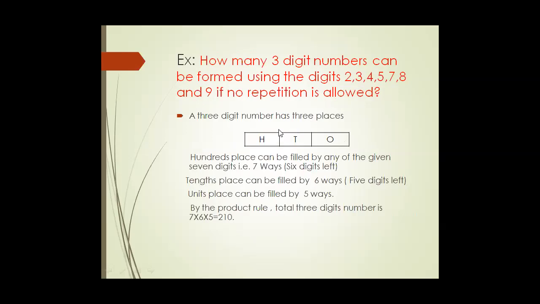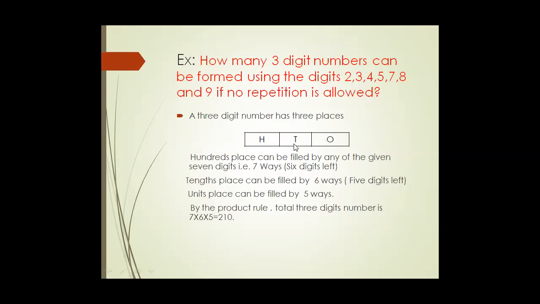Let's suppose 2 is fixed. So how many numbers are there for the remaining places? 7 ways. The hundreds place can be filled by any one of the given 7 digits, so 7 ways. Then how many digits remain? Only 6. The hundreds place is gone, so only 6 digits remain.